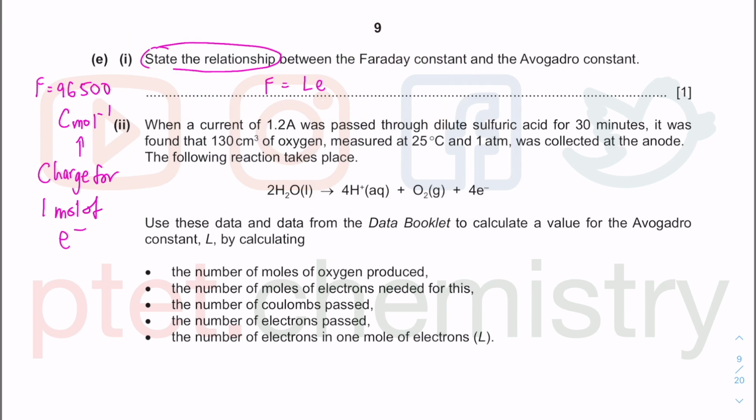Now when you pass a current of 1.2 ampere over 30 minutes into dilute sulfuric acid, we are going to do an electrolysis of dilute sulfuric acid, straight from your O level or IGCSE level chemistry.